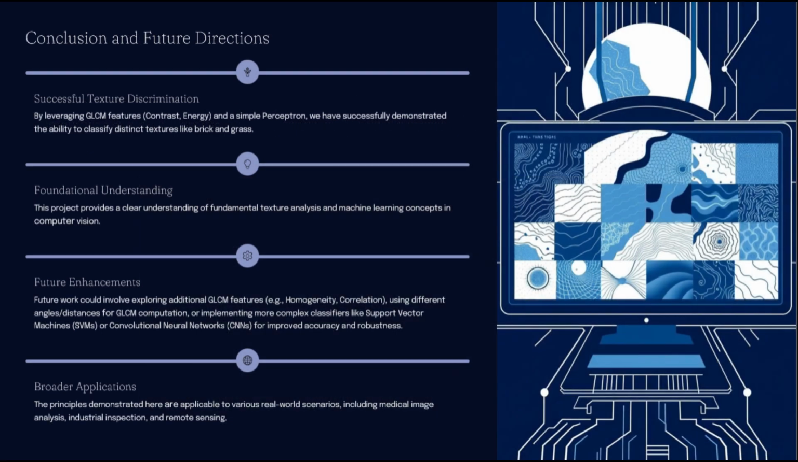In conclusion, this project shows how GLCM features combined with a simple Perceptron can effectively distinguish between brick and grass textures. It highlights how classical texture analysis and basic machine learning can work together for accurate image classification. In the future, we could expand this by adding more GLCM features or using advanced models like SVMs or CNNs for higher accuracy. These ideas are useful in many real-world areas, from medical imaging to industrial inspection.